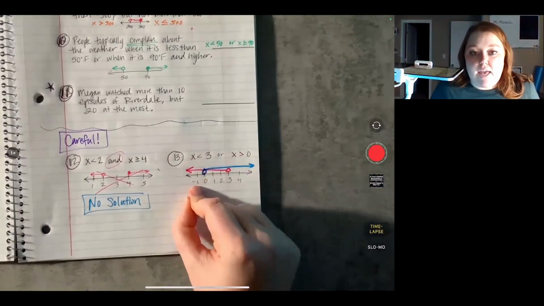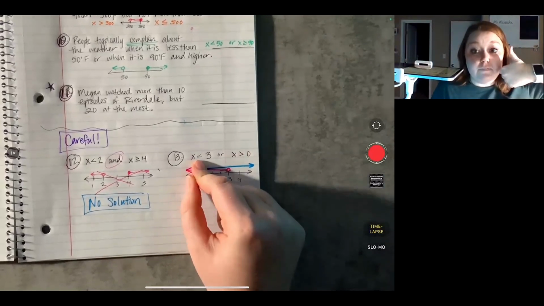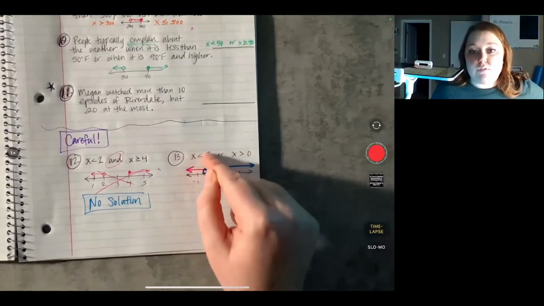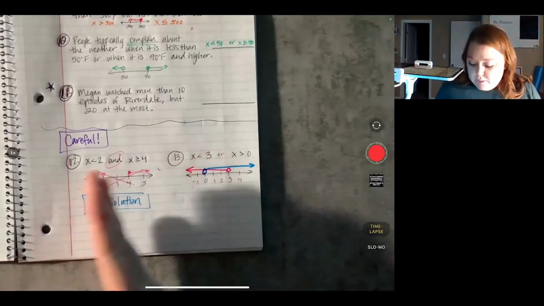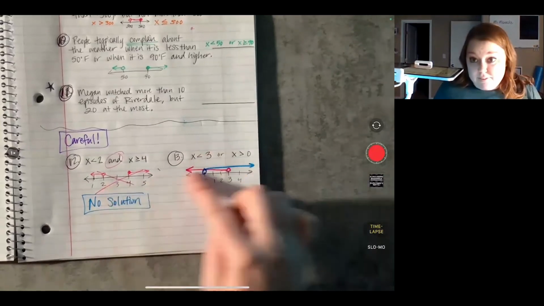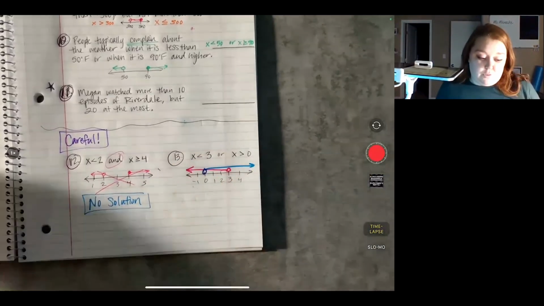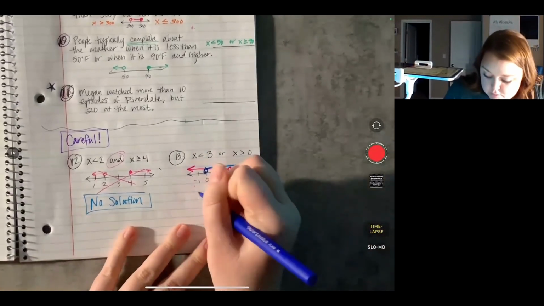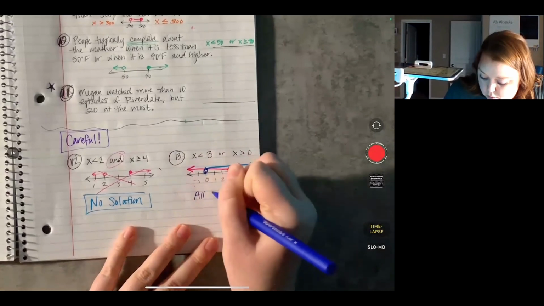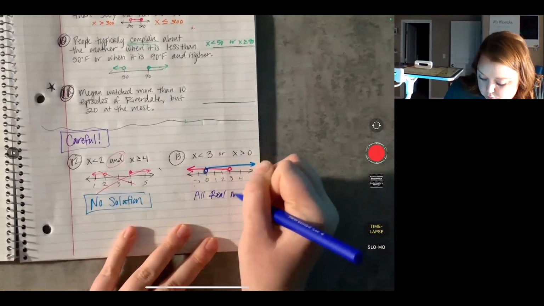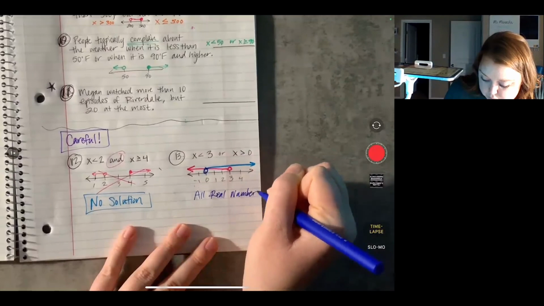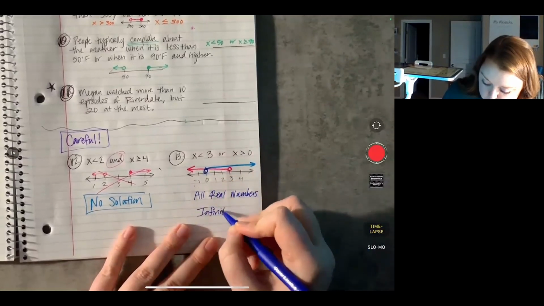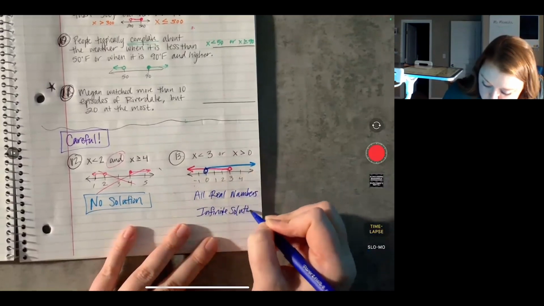So that's fine. And -1. -1 is less than 3. Is -1 greater than 0? No, but that's fine because it worked for this side, okay? So you know what that means? That means that all numbers are solutions for x. So you can write all real numbers or you can write infinite solutions. I'm going to write both. All real numbers. Another way to say that is infinite solutions. Infinite solutions.